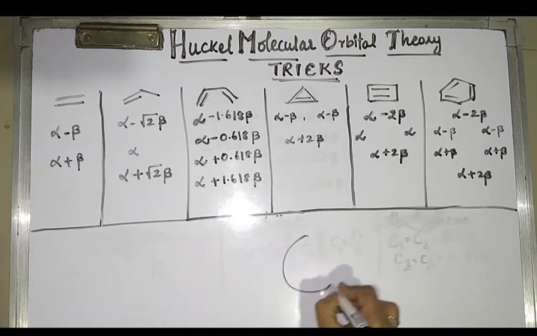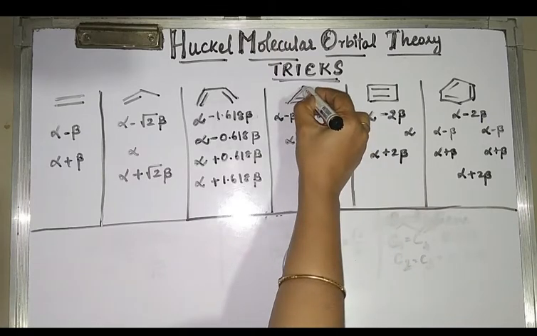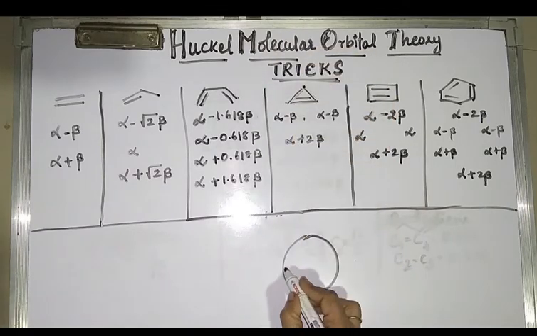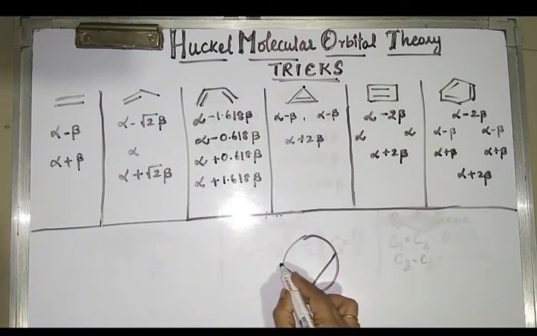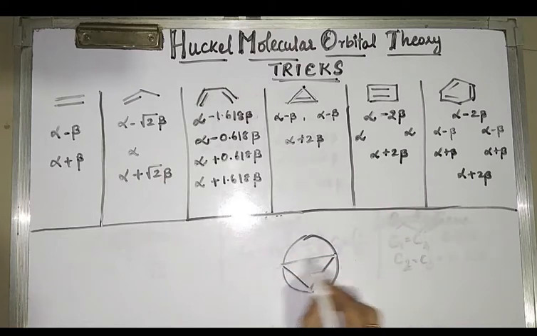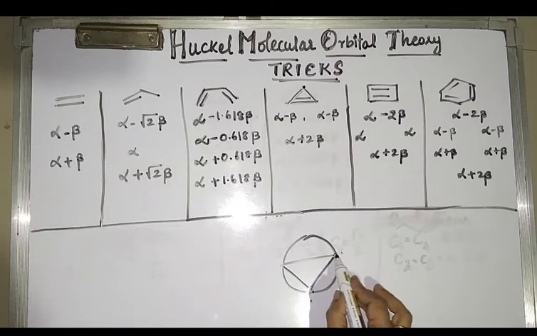You just make a circle, with one of the corners at the bottom. Keep it like this. So we can write 1, 2, 3. This is the first one, this is the second one. According to that, we can do it.